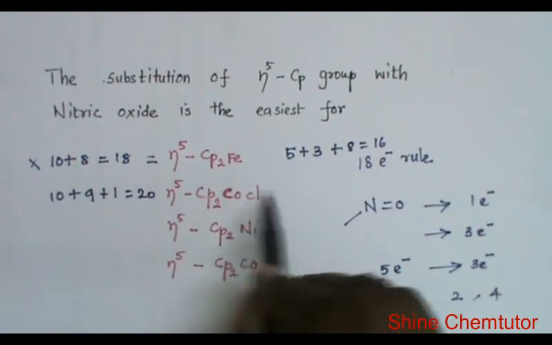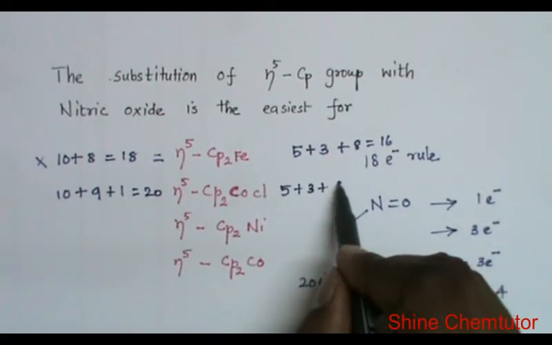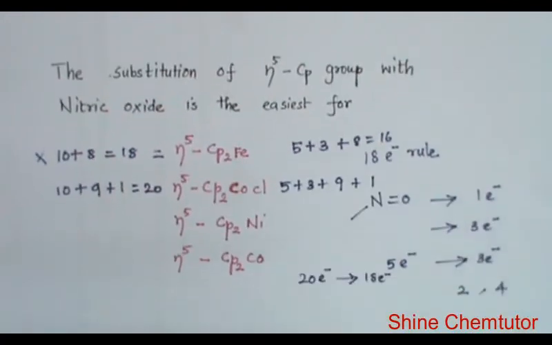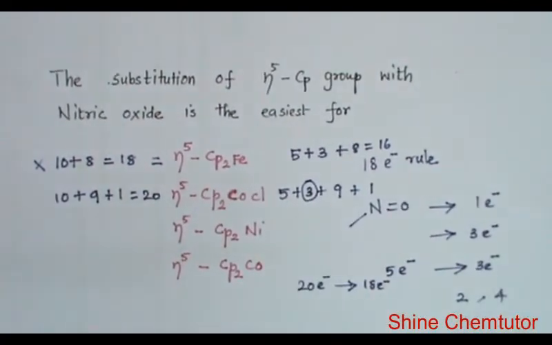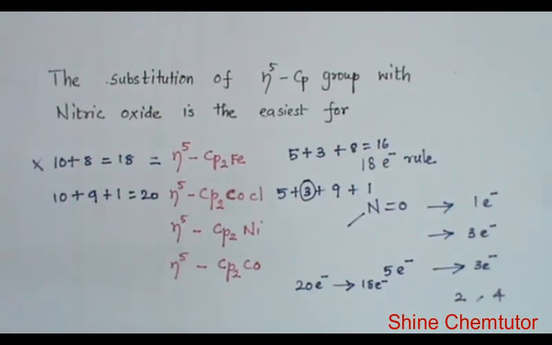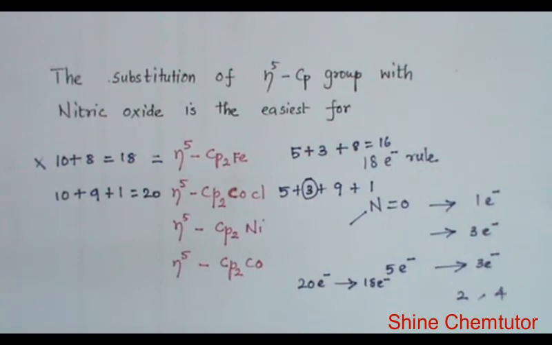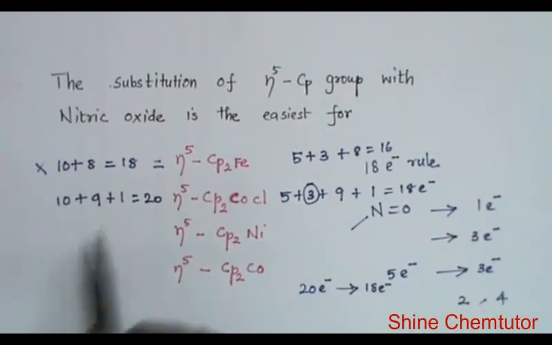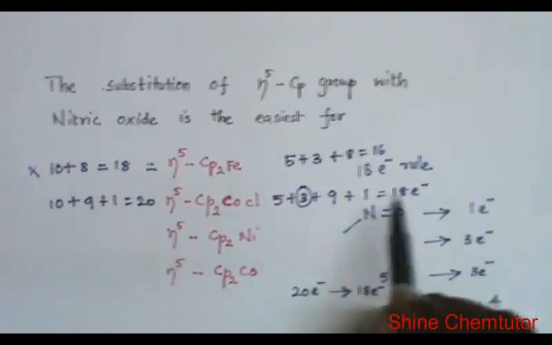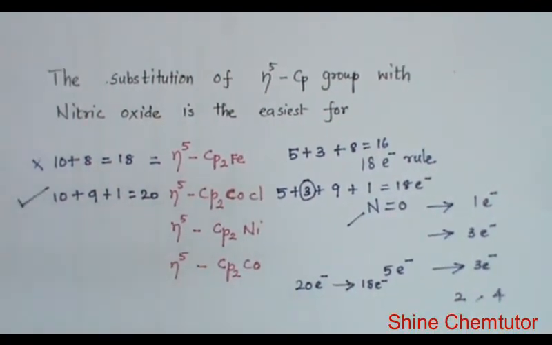In that case, I will have 1 Cp, 5, plus 3 electrons, plus 9, plus 1. This 3 is from NO. NO can donate 1 as well as 3. Now I have imagined it gives 3 electrons. So in this case I will get 18 electrons. From 20, which is unstable, it becomes 18 electrons. So this is preferred. Let us try with other systems also.